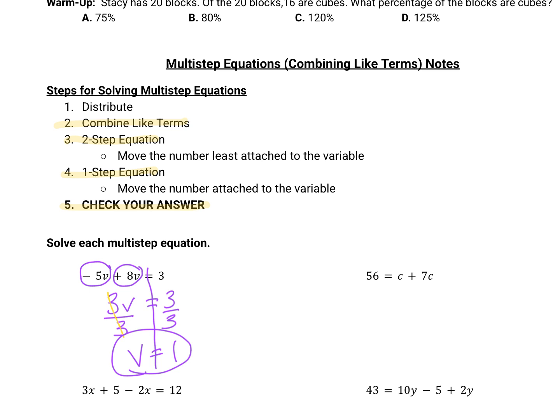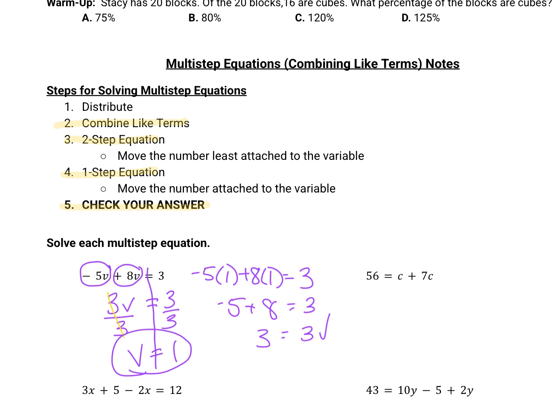Now we can check that using step number 5 by plugging it back into the original equation. Replace v with 1, like this. Okay, from here we're going to multiply our numbers by 1. So negative 5 times 1 is negative 5 still. 8 times 1 is 8. Then do negative 5 plus 8. That gets us to 3. So that's how we know that our answer is correct.